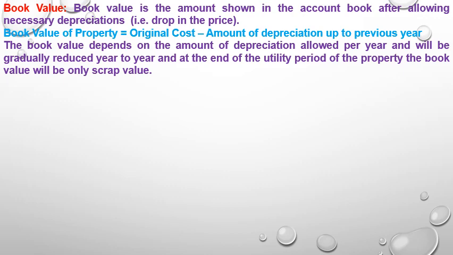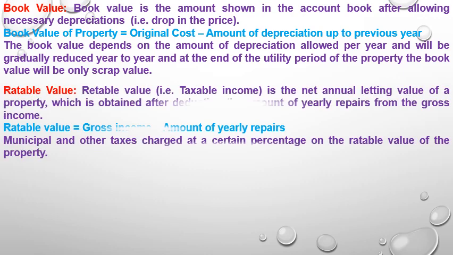We shall take up depreciation later on in detail. Next is rateable value, that means taxable income. It is the net annual rating value of a property which is obtained after deducting the amount of yearly repairs from the gross income. Rateable value equals gross income minus the amount of yearly repairs; municipal and other taxes are charged at a certain percentage on the rateable value of the property.